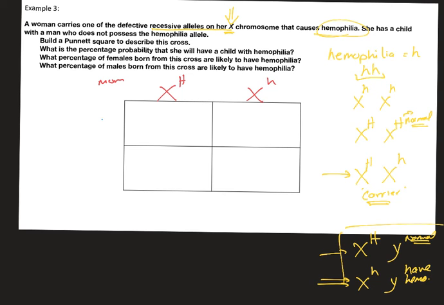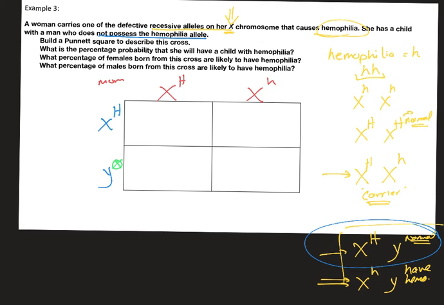Then down the side, we have dad. Always put his X and his Y. And then let's make sure we take a look at what dad is carrying. She has a child with a man who does not possess hemophilia, which means he's normal. He's going to just have a capital H. There is going to be absolutely nothing put on this Y chromosome.